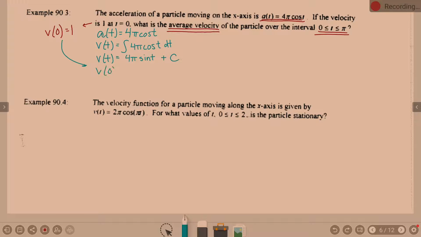Officially, v of 0 equals 4 pi sine of 0 plus C equals 1. What do we know about sine of 0? Sine of 0 is 0, isn't it? So since sine of 0 is 0, then we do indeed find that C is 1. So our velocity function is indeed 4 pi sine t plus 1.